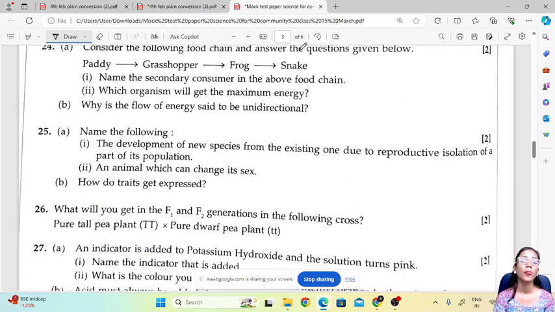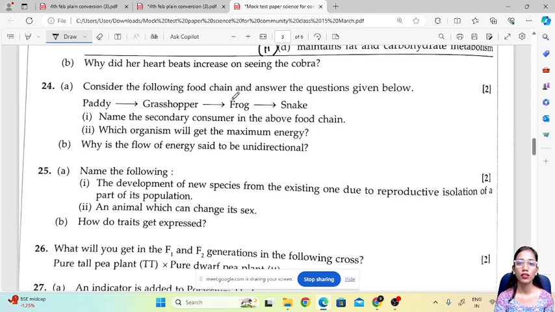Now 24, consider the following food chain and answer the questions given below. Paddy, grasshopper, frog, snake. Now when we consider a food chain, we know that each step is called a trophic level. Okay, this is the producer, this is the primary consumer, secondary consumer, tertiary consumer. Okay, so first question is, name the secondary consumer in the above food chain. Now what is the secondary consumer? Second one. This is the primary consumer, so the frog is the secondary consumer.